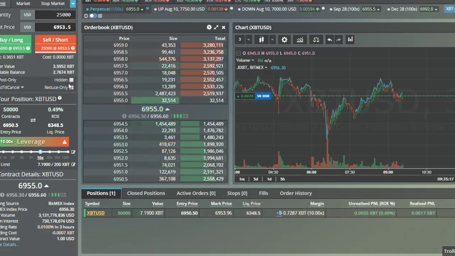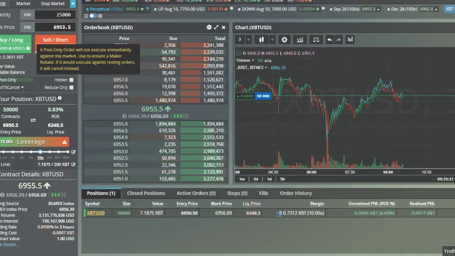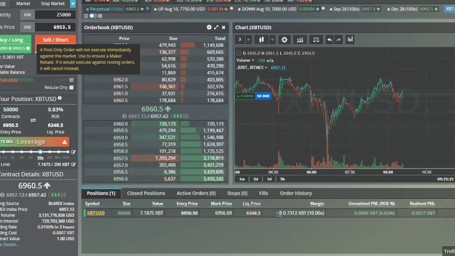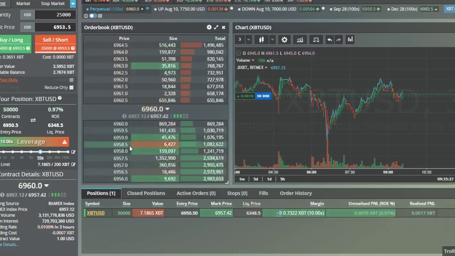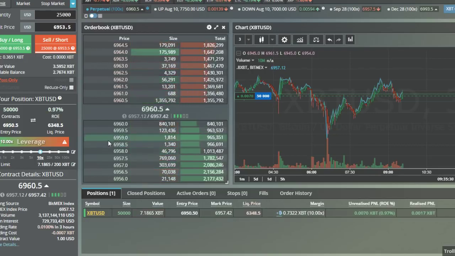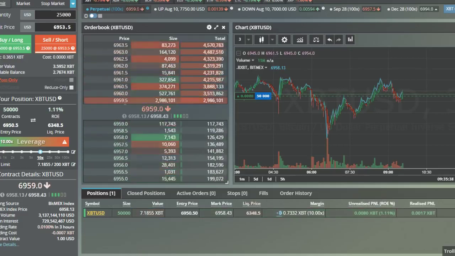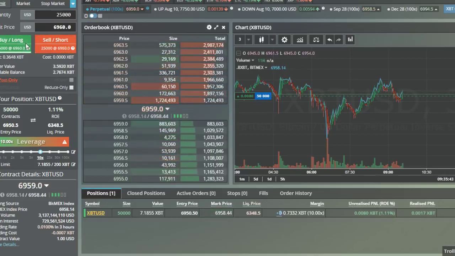So if you want to be a market maker and dodge those fees, what you're going to do is click post only first. And then if you're going to be buying, you're going to want to enter an order on the buy side. If you're going to be selling, you want to enter an order on the sell side. So for example, if I click 69.60 and try to do a buy, it won't work. It'll cancel it.